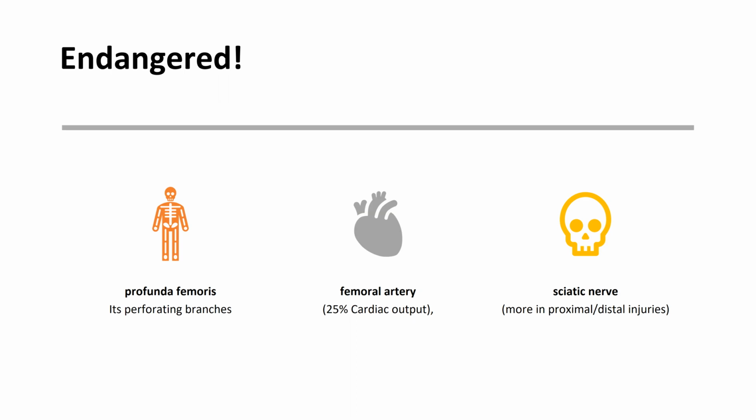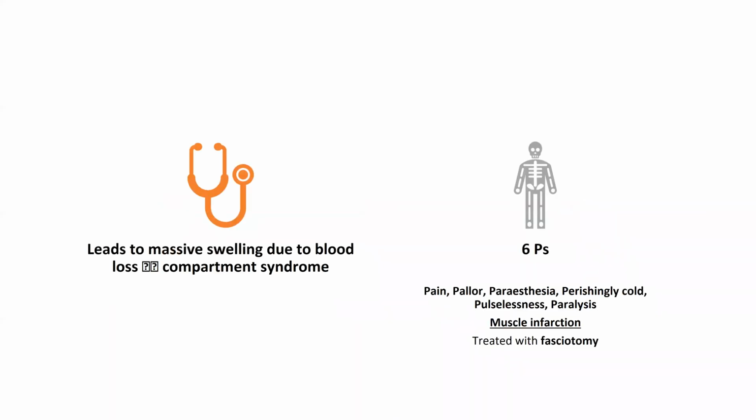So when you're diagnosing a femoral fracture, you want to be looking for the 6 Ps, which is pain, pallor, paresthesia, perishingly cold, pulselessness, and paralysis. You'll notice muscle infarction, and it's usually treated with a fasciotomy. Again, like I mentioned before, you need to be really careful of these types of fractures because it can lead to compartment syndrome. So what is compartment syndrome?